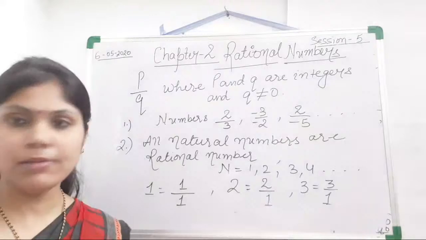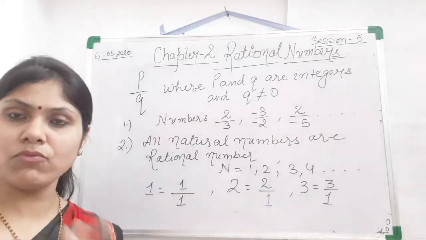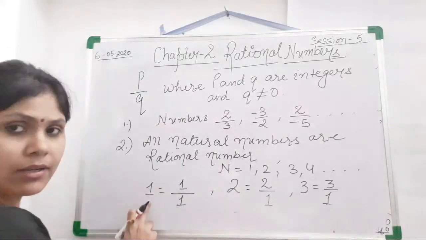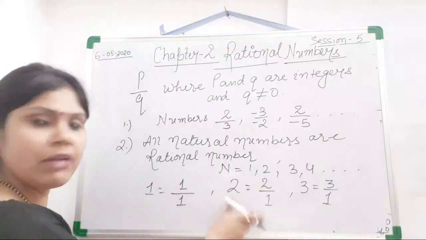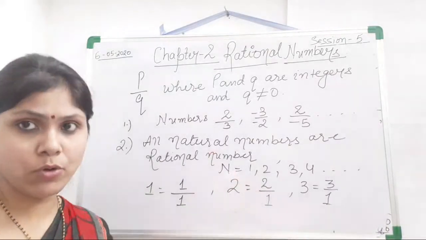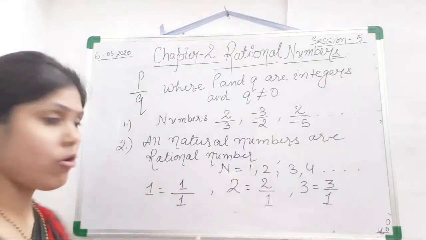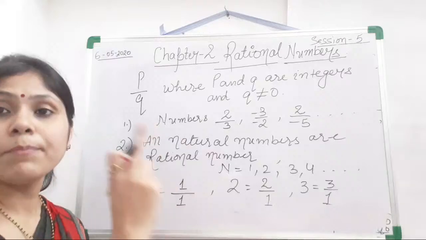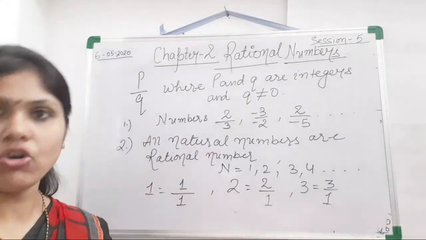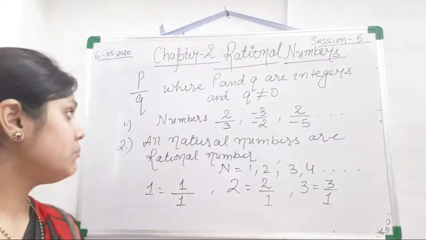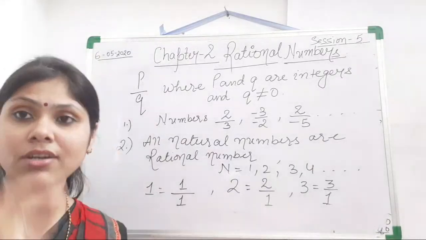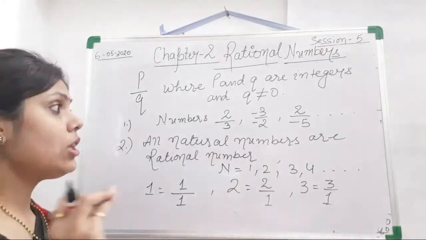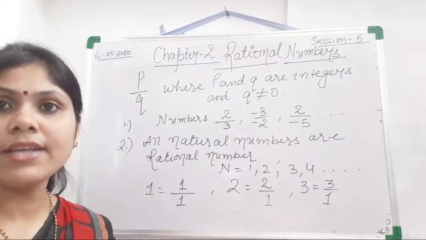All the natural numbers, 1, 2, 3, 4, from 1 to infinity, can be written with denominator 1. And you will get the same thing, no? 2 divided by 1 gives 2, so we can write 2 as 2 upon 1. That means it is in the form of P upon Q, with P and Q both positive integers. All natural numbers are integers. That means we can say all the natural numbers are rational numbers. Once again I am explaining you.